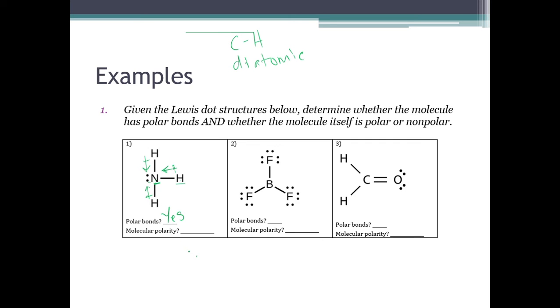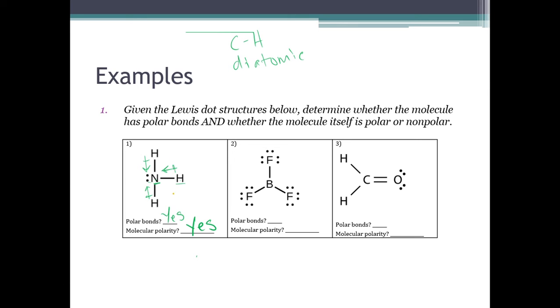So then we're asked, is there molecular polarity? Well, yeah, there is. We have polar bonds. They're arranged asymmetrically. We've got a lone pair going on. This molecule is definitely polar. Yes, polar molecule. Then we can draw our molecule dipole.